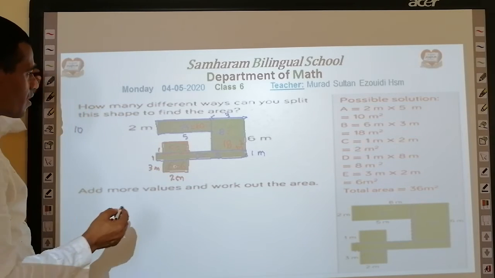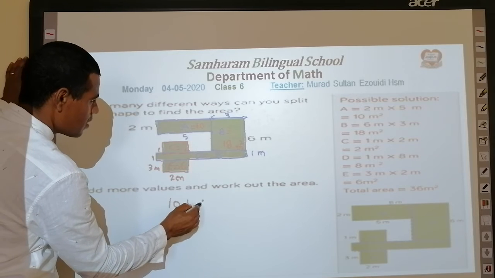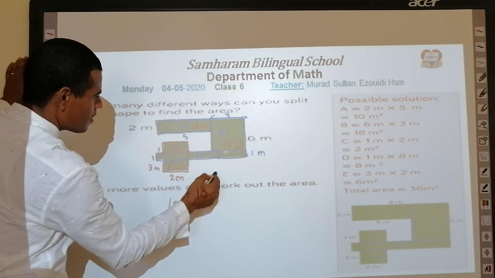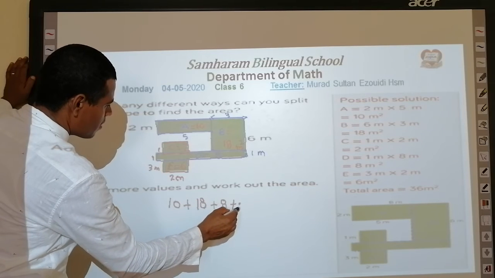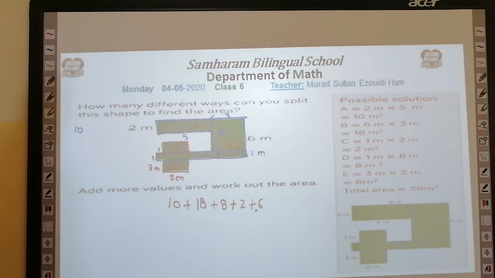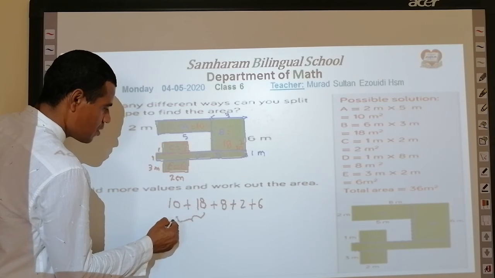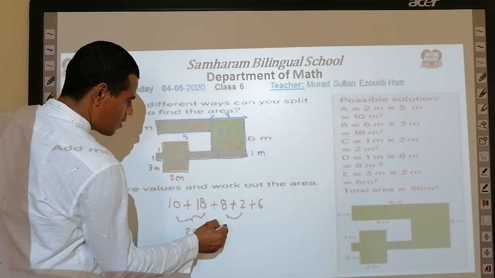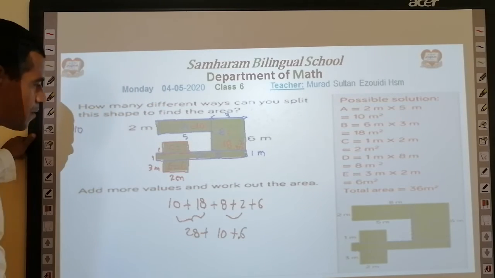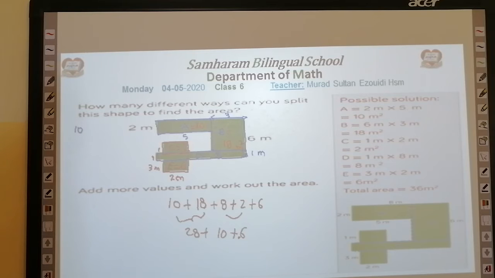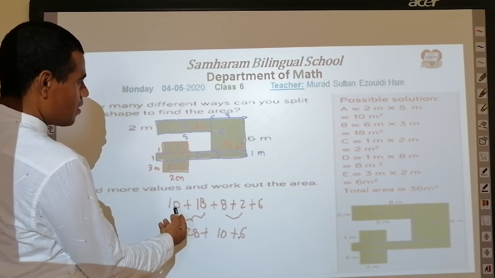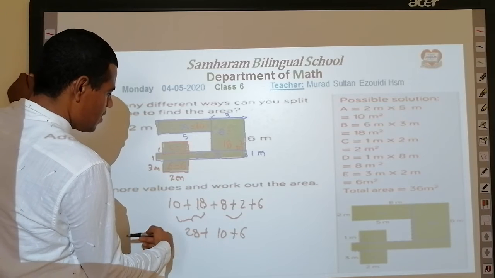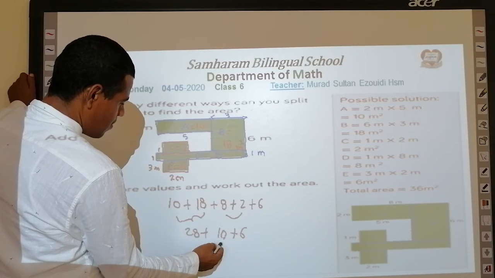Now, my learners, to find the total area, just add 10 plus 8 plus 18, plus 8 plus 2 plus 6. The corridor D is 8. B is 18. So 10, plus 2 plus 8 plus 6. We call that 10 plus 18. 10 plus 18 is 28. Plus 8 plus 2 is 10, plus 6.